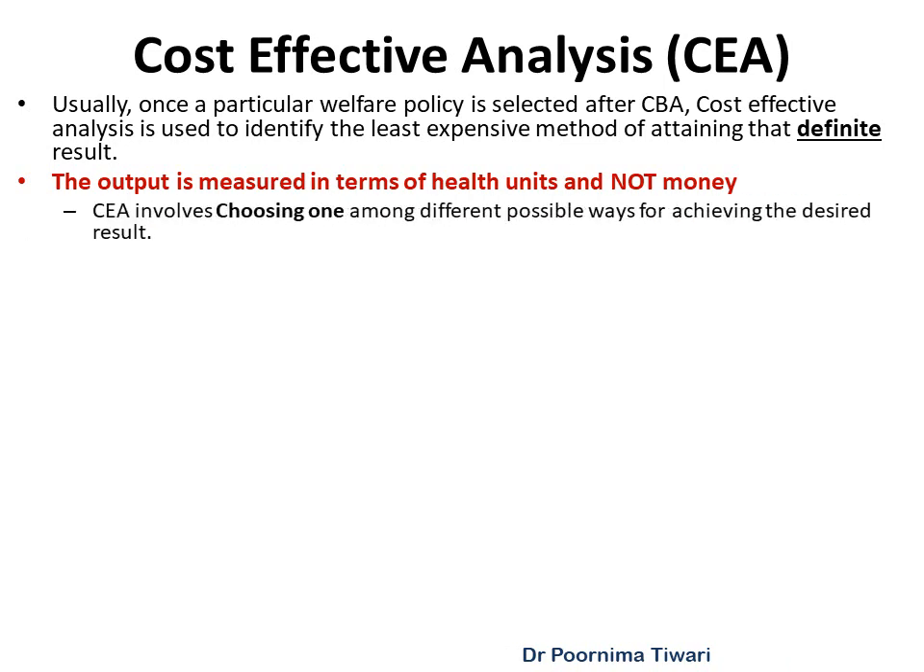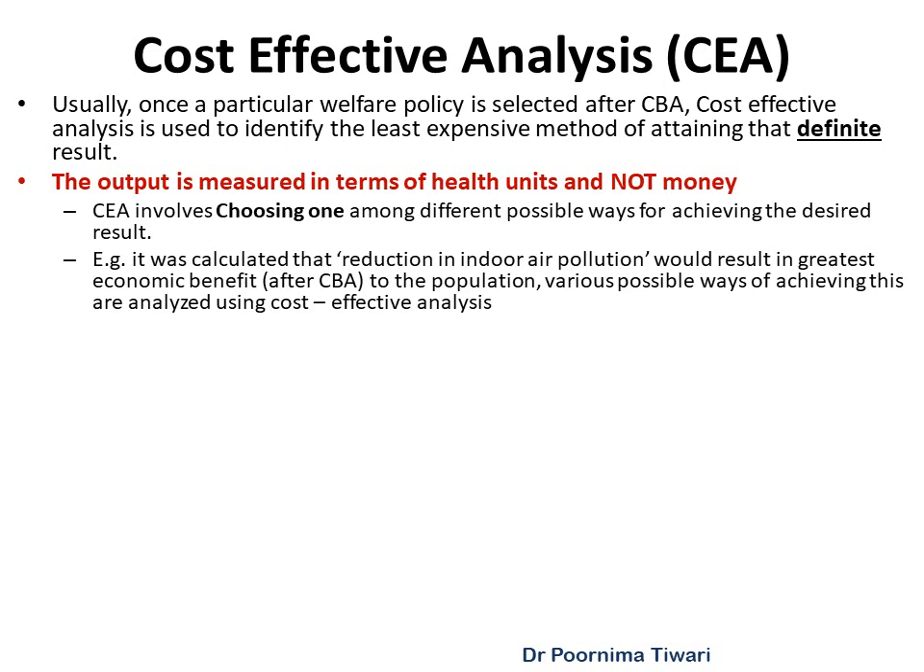So cost effective analysis involves choosing one among different possible ways of achieving the desired health result. For example, as in the previous example, it was calculated that reduction in indoor air pollution would result in the greatest economic benefits after cost benefit analysis. Now, various possible ways of achieving the reduction in indoor air pollution are to be analyzed per unit cost, which will give cost effective analysis, and the one which is most effective, that method would be chosen.